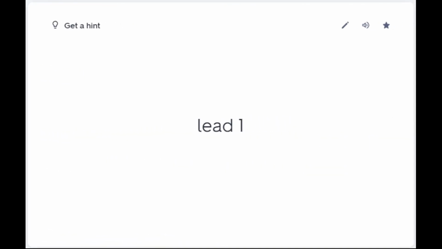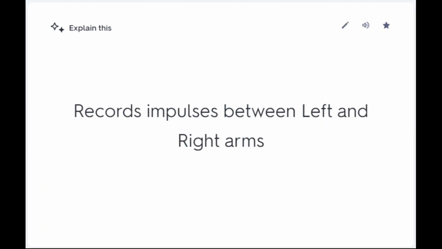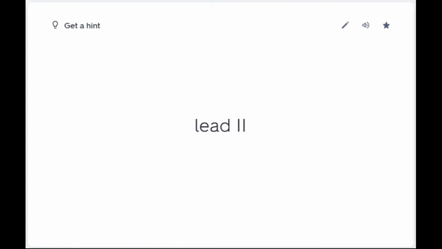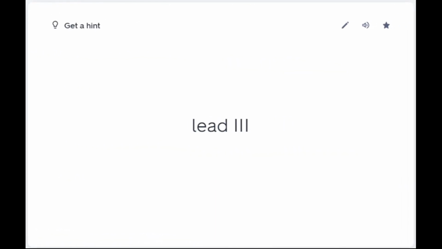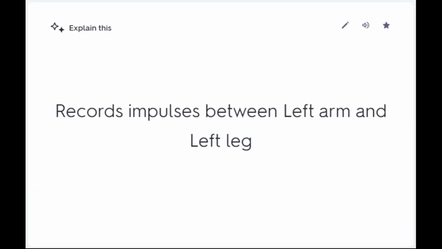Lead 1 records impulses between the left and right arms. Lead 2 records impulses between the right arm and left leg. It gives the clearest recording of heart rhythm on the rhythm strip. Lead 3 records impulses between the left arm and left leg.